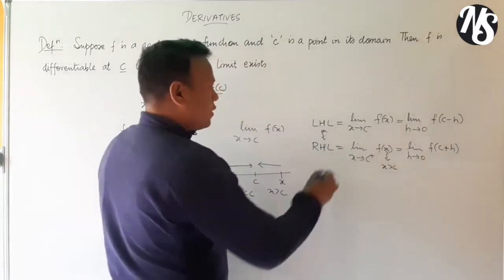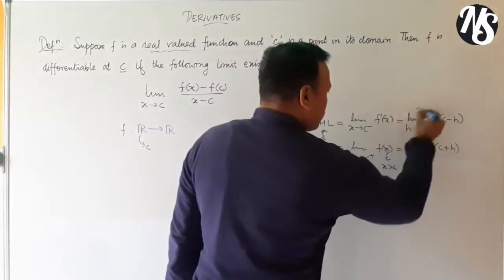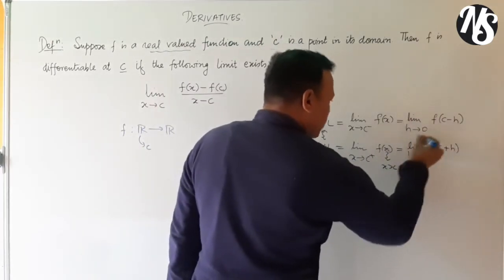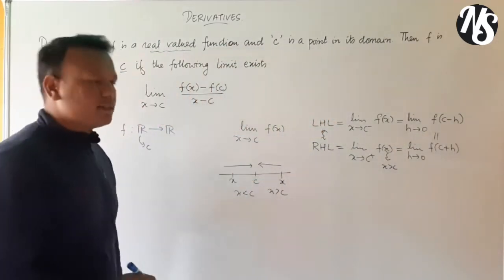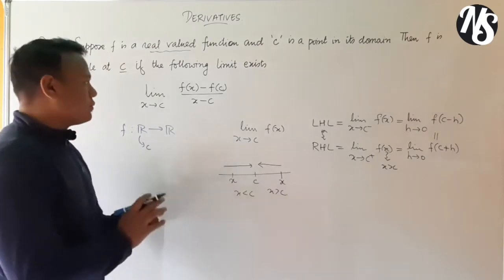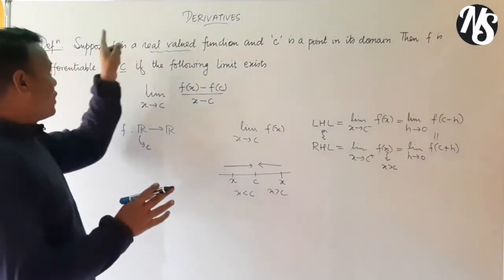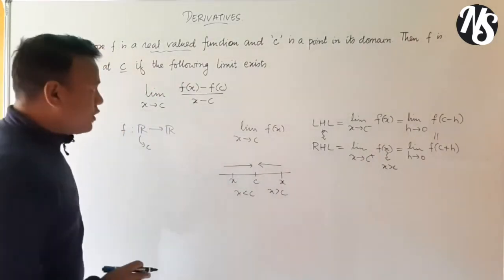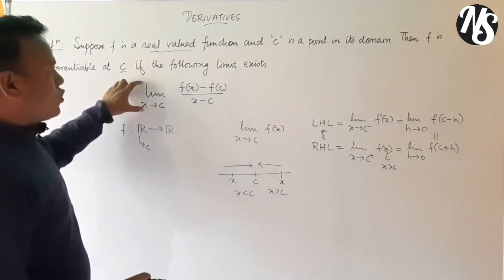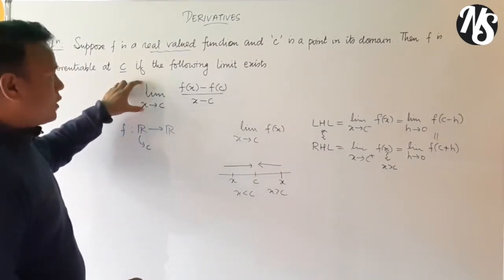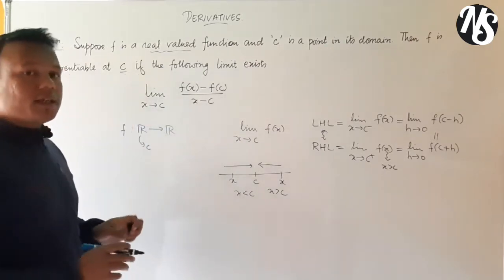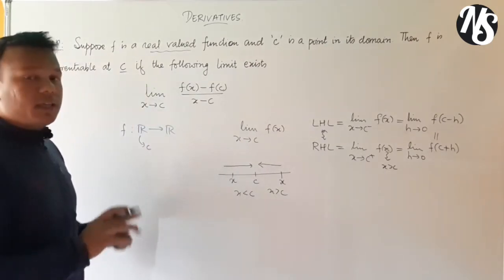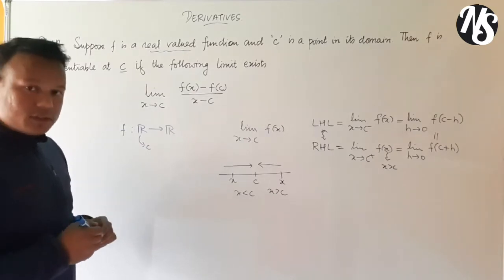So that means whenever this quantity, that is the left hand limit, is equal to this quantity, that is the right hand limit, then we say that this limit exists. Okay. Now back to our work, that is the definition. So the definition is saying that this limit should exist. That means the left hand limit of this and the right hand limit of this must exist, and they must be equal to each other.